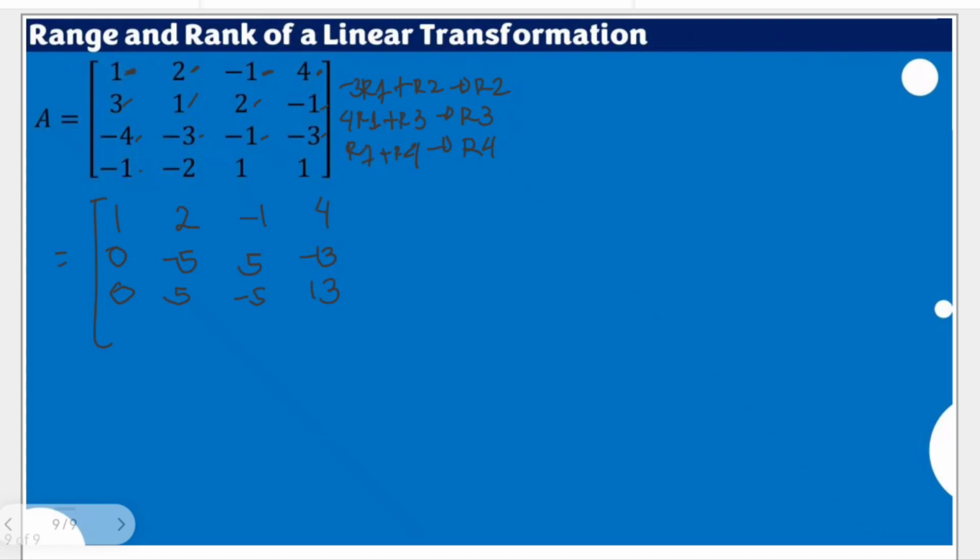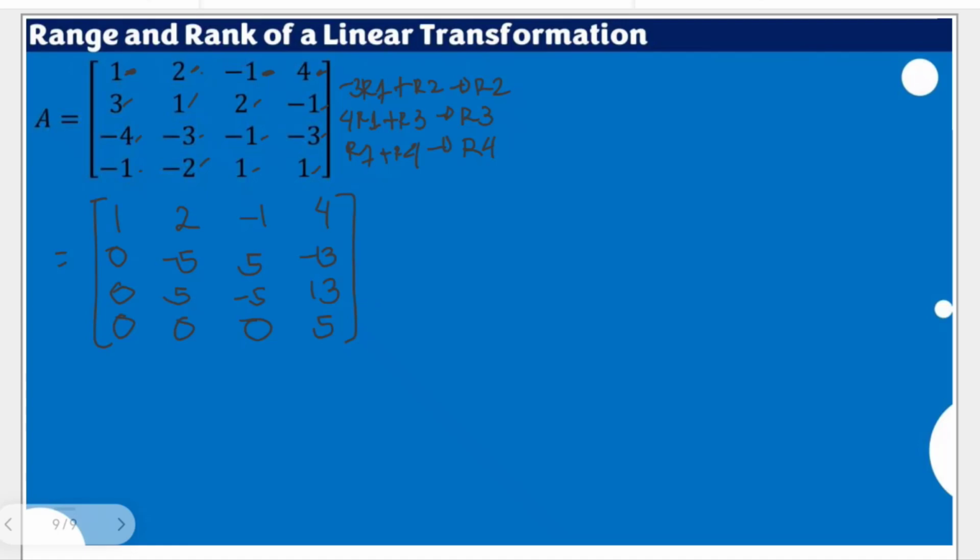And for our fourth row, simply add them. 1 plus -1, that's 0. 2 plus -2, that's 0. -1 plus 1, 0. 4 plus 1 is 5. From here, we could see 2 rows which are multiples of the other. This is already a hint that we are expecting to have a row of zeros in our final form of the reduced row echelon form.